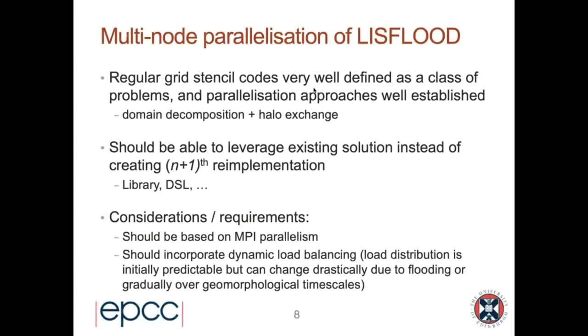We can say that we want to do this using MPI. The title of the project is Enabling Multinode Parallelism Using MPI. Why? Because MPI is ubiquitous on HPC machines. So clearly this is the preferred solution for enabling distributed memory parallelization. And again, that's a tried and tested method.